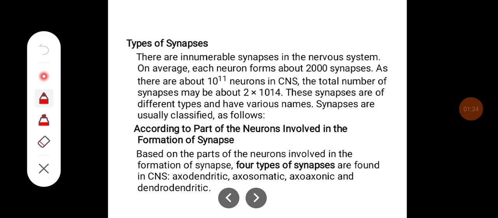There are different types of synapses. There are innumerable synapses in the nervous system. On an average, the neuron forms about 2000 synapses. As there are about 10^11 neurons in CNS, the total number of synapses may be about 2 × 10^14. These synapses are of different types and have various names.